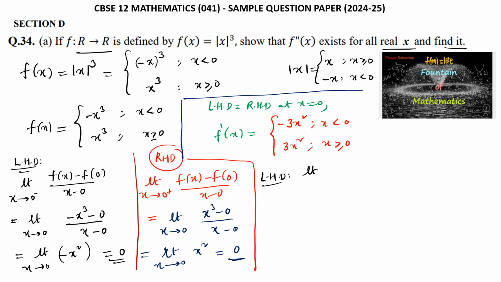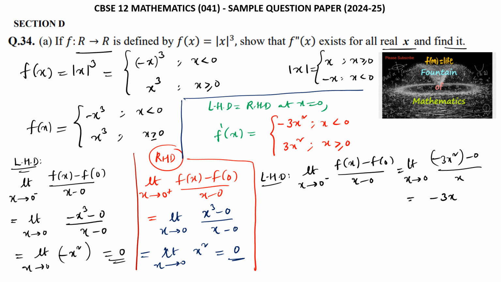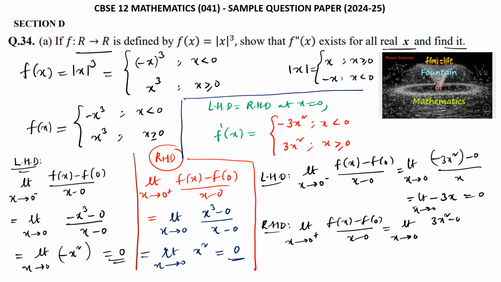Left hand derivative, limit x tends to 0, again the concept f of x minus f of 0 divided by x minus 0, which is equal to limit x tends to 0. F of x value, if it is below 0, is minus 3x square, minus 0 divided by x. So that is minus 3x, and as the limit x tends to 0, the value will be 0. Similarly, right hand derivative, limit x tends to 0 plus, f of x minus f of 0 divided by x minus 0, which is equal to limit x tends to 0. F of x, if it is above 0, we can consider 3x square minus 0 divided by x minus 0. We will be getting 3x, whose limit is equal to 0. So here also left hand derivative is equal to right hand derivative.